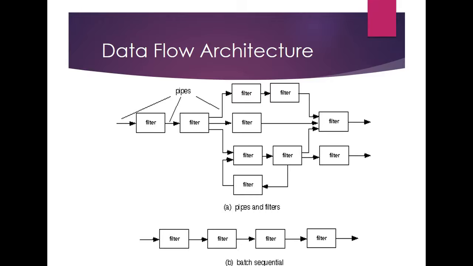The next one is data flow architecture. Here the data will be processed in various stages, like a pipeline architecture. All these pipes can work in parallel. The filters will expect the input in a specific format and produce output in a specific format.